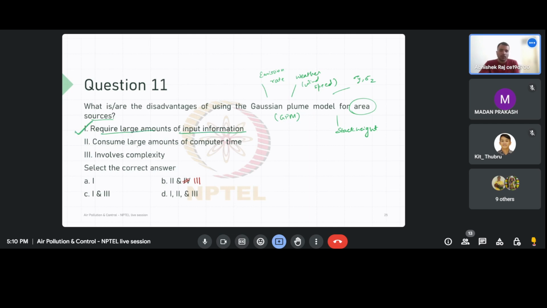That is obvious. Also, since we have a large amount of input information, it will also consume large amounts of computer time. Doing the calculation for just one source might take maybe 1 millisecond for a powerful computer. But once all of these variables start coming in from all sides, and this needs to be done in real time, we can't collect the data and do the calculation after 1 year. If we have to adopt a proactive approach, we need to do the calculations in real time and monitor it.